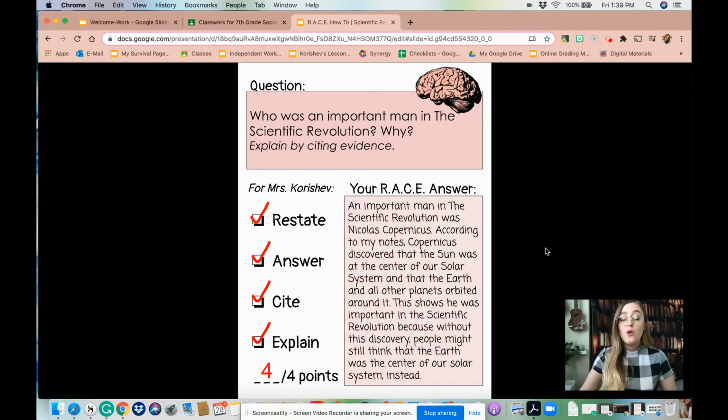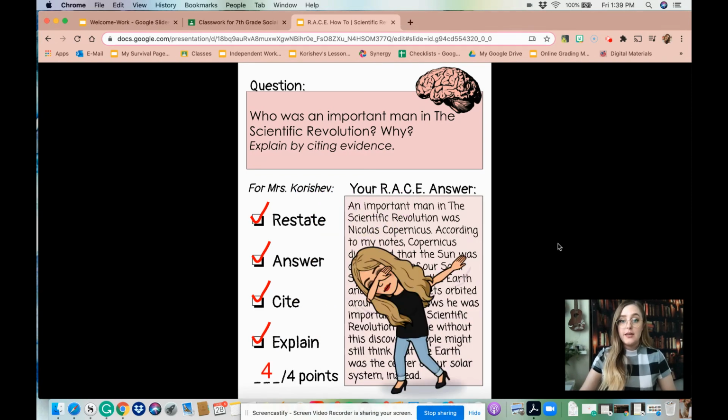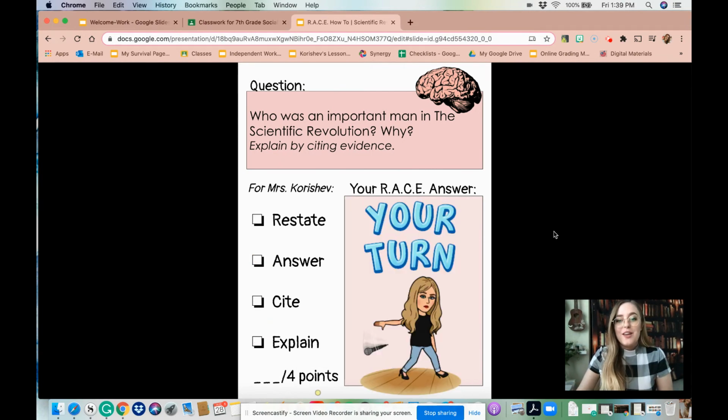Okay, so that's a 4 out of 4. Okay, you can do a little celebration once you do all 4 steps in RACE format. Okay, so now it's your turn. Dropping my mic, walking off the stage, answer your RACE question following the 4 steps. Make sure to use your notes and any of those sentence starters for citing evidence or explaining.